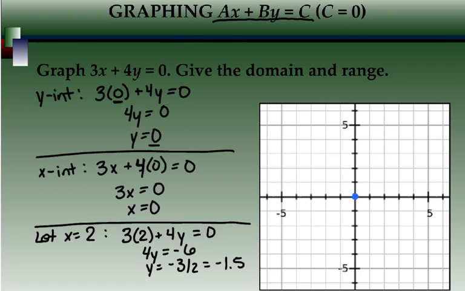So plot that point. You have the point (2, -1.5) on the graph, which is right about here. And there you have 2 points that you can use to draw your linear function. And there we go.